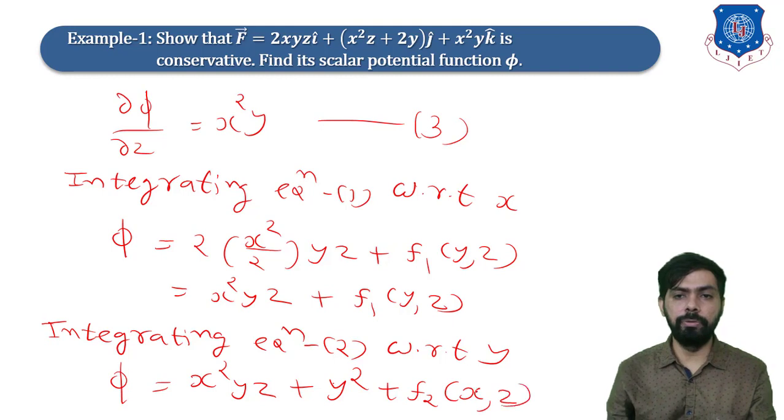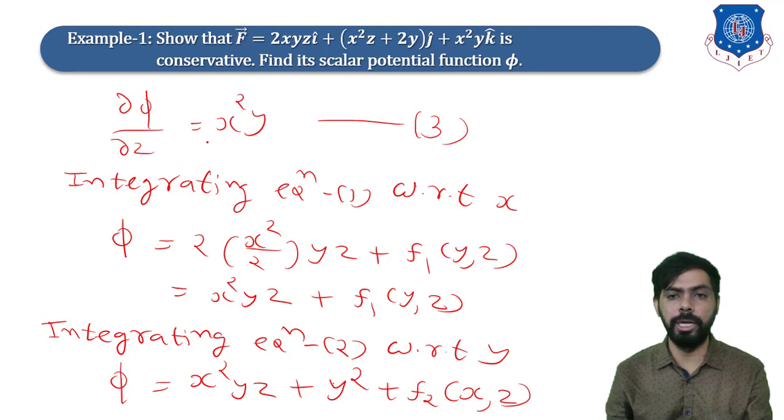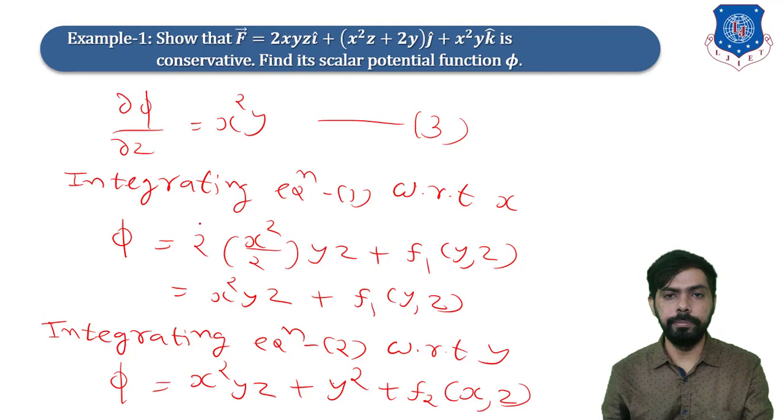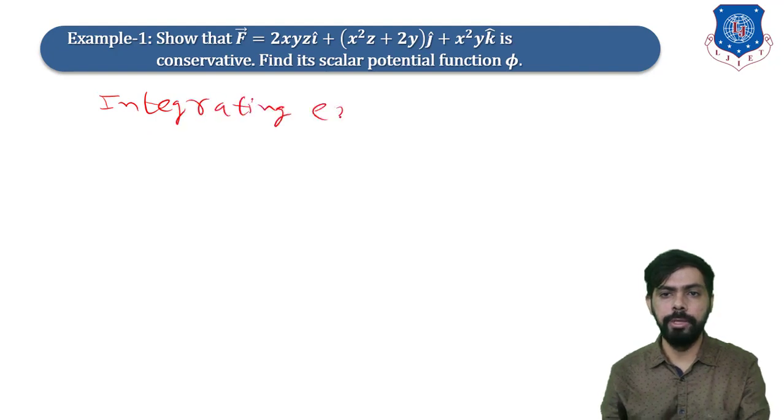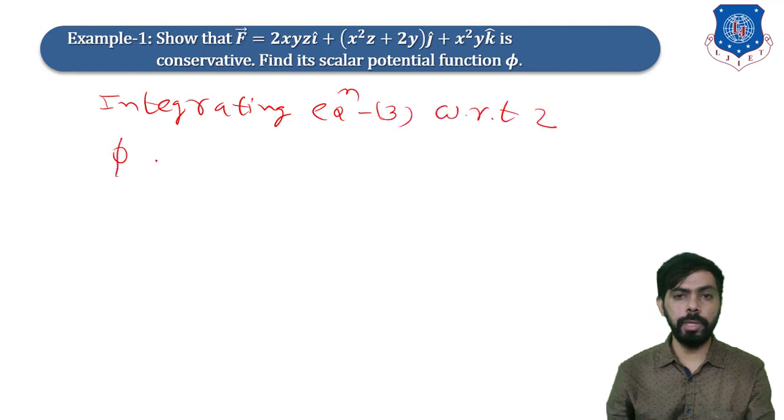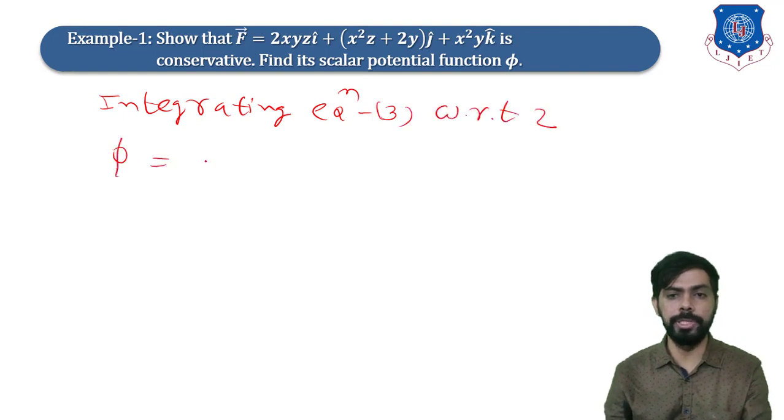Now we will take integration of equation 3 with respect to z. If we take integration of equation 3 with respect to z, then x and y will be constant, therefore x square y will be as it is. Then integration of 1 with respect to z will be z, and integration of del phi by del z will be phi. So integrating equation 3 with respect to z, this will be phi, x square y will be as it is, integration of 1 dz will be z plus some function of x and y, because now x and y are constant.